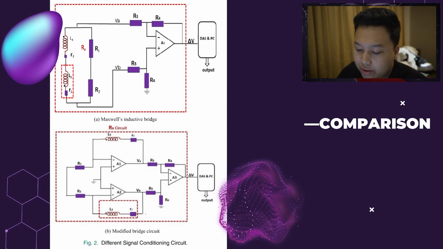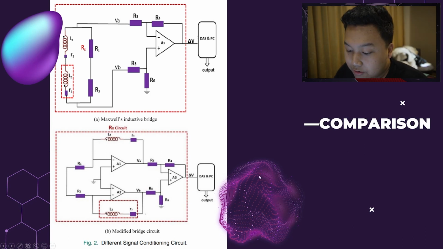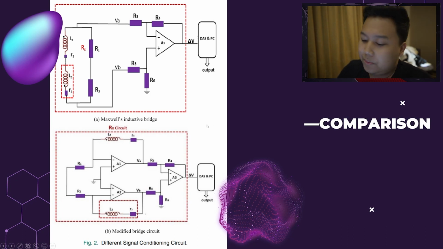As you can see here, the dominance of the output signal modifies Maxwell's inductive bridge with an op-amp circuit, and removes the RX self-impedance. In order to improve the signal ratio and linearity range at high lift-off, the proposed signal conditioning circuit is constructed. Consequently, this section describes the circuit's modification and operation.